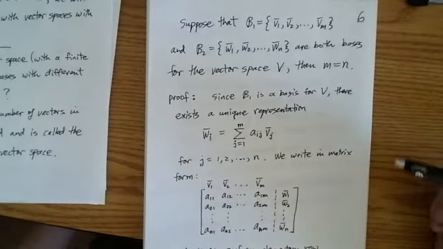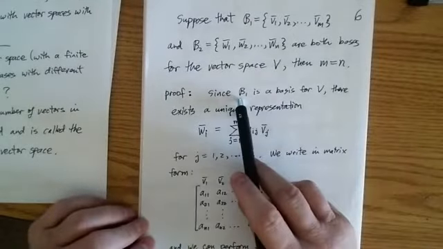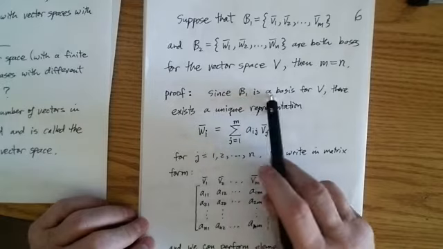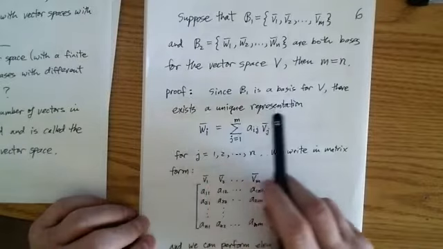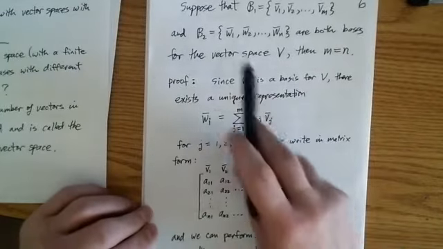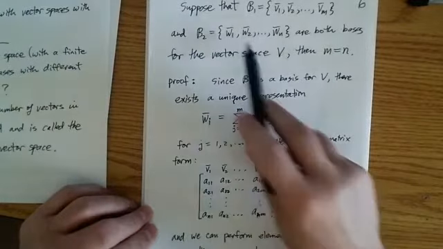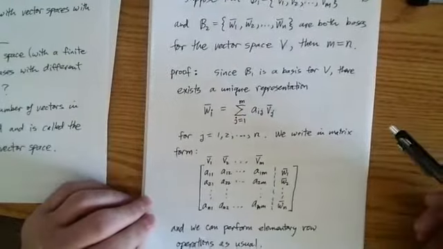All right, now I'm going to start out my proof in the following way. Since B1 is a basis for V, the vector space, there exists a unique representation of each of the vectors in B2, because all these vectors in B2 still lie within the vector space V also.